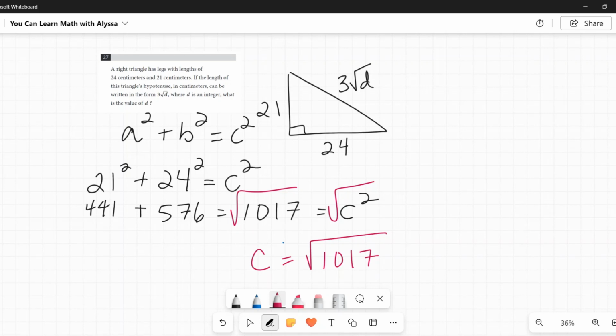Are there any perfect squares inside of C? Yes, there are. I'm going to start at the bottom. I'm going to start with 4, 9, 16. Just go up through the easy ones. You can also use a factor tree. But I find a lot of times I just start with those low ones.